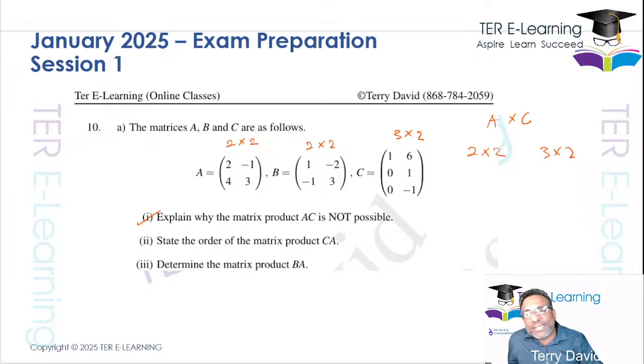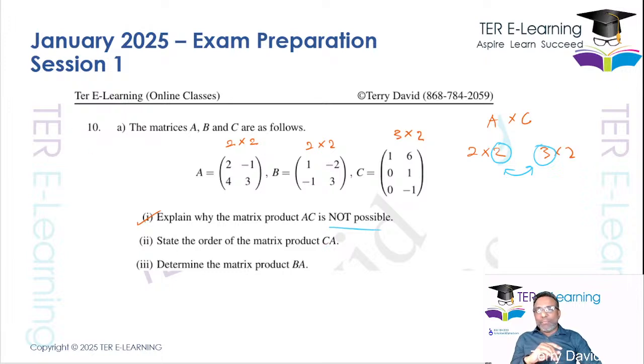One of the conditions that must hold in order for us to multiply 2 matrices is that this number here and this number here must be the same. If they are different, I cannot multiply the matrices. So if this comes up in the exam, you're going to tell them that the number of columns in matrix A is not equal to the number of rows in matrix C. That's how you're going to answer that question. The number of columns in matrix A is not equal to the number of rows in matrix C. That's why it's not possible.